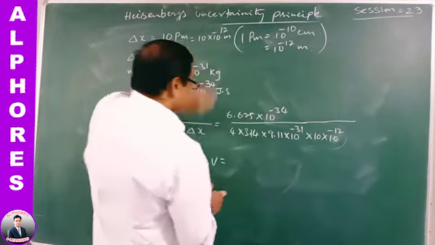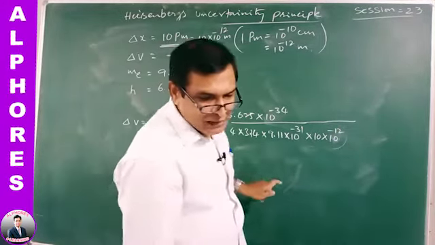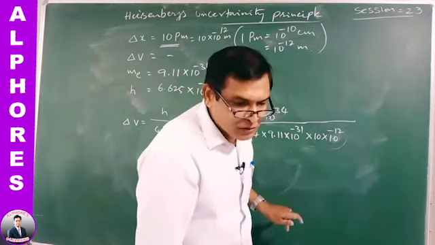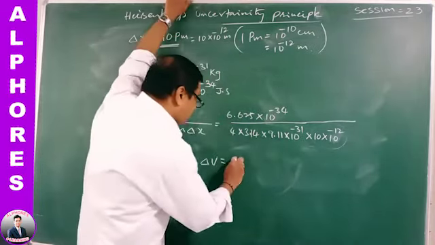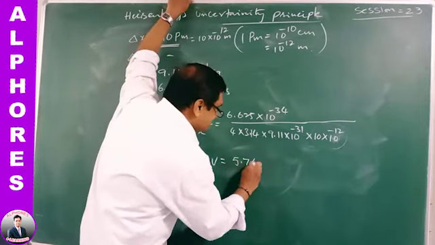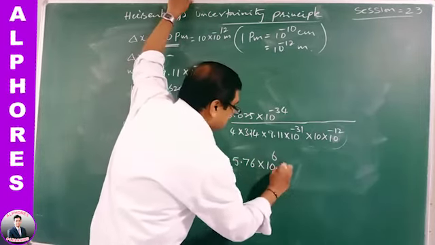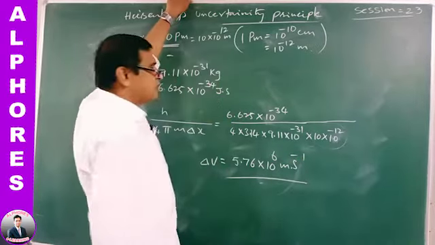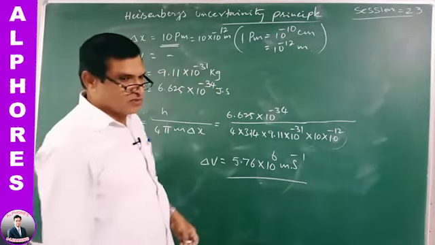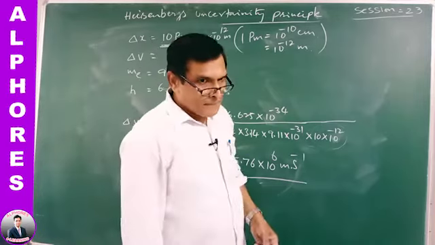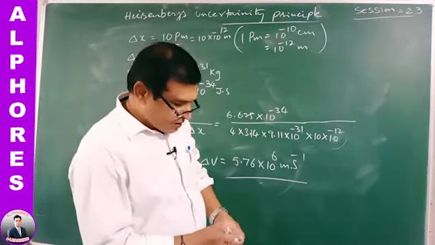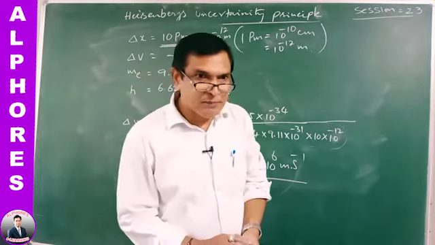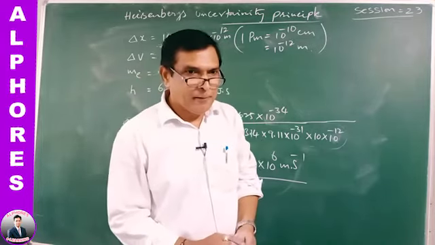On solving this, you will find the final answer is 5.76 into 10 to the power 6 meters per second. That is, the change in velocity is calculated like this. This is the numerical based on Heisenberg's uncertainty principle.